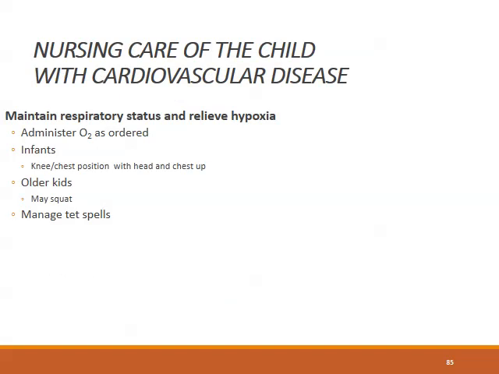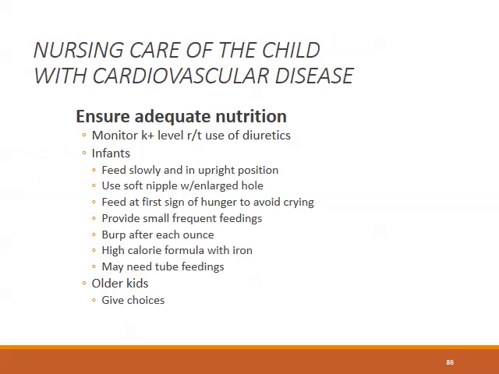Now, nursing care of a child with any kind of cardiovascular disease, especially congenital defects: you want to maintain their respiratory status and relieve hypoxia. So you're going to administer O2 as ordered. With infants, you need to put them in a knee-chest position with their head and chest up. Older kids can squat, and you need to make sure you manage TET spells.